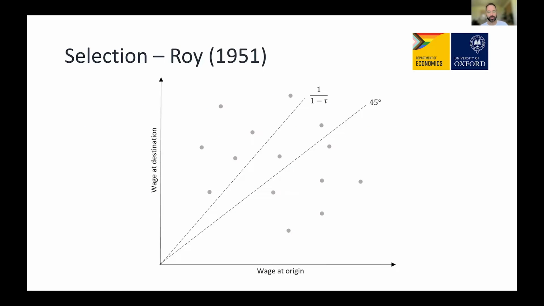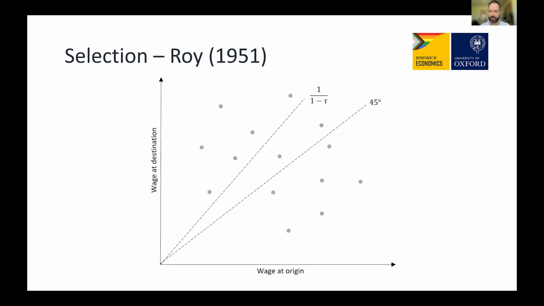All right, so let's think about this in terms of a graphic model. What I'm plotting here is different people. Each dot is a different person. And let's, for a moment, and this is definitely not what we always do in economics, just assume that all they care about is the wage. On the x-axis, the horizontal axis, is the wage at the origin, and on the vertical axis is the wage at the destination. So people to the right on this graph have relatively high wages at the origin. People at the top of the graph have relatively high wages at the destination.